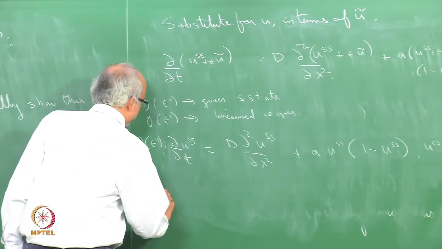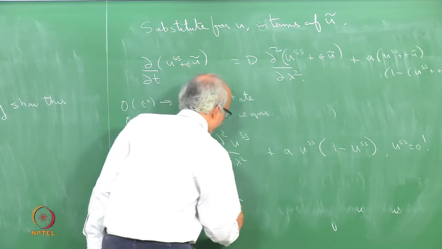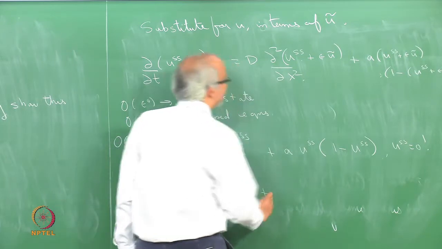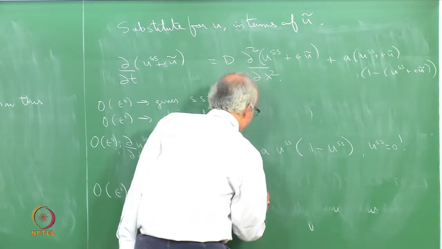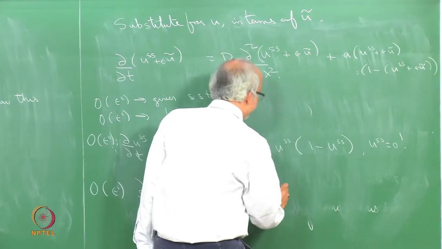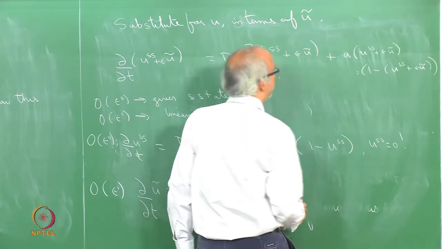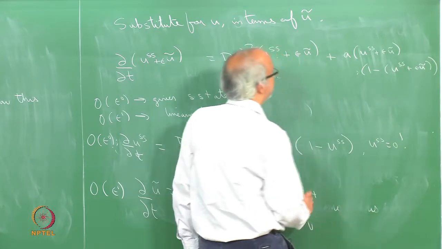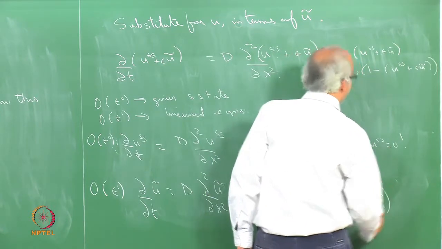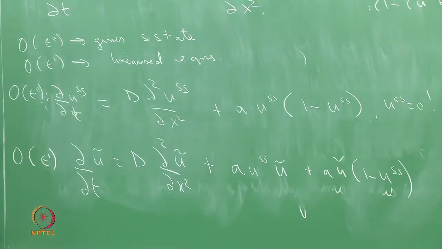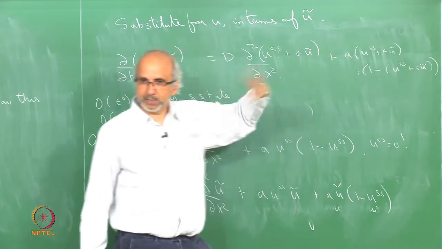What about the order epsilon to the power 1 term? I get d by dt of u tilde equals d times d squared by dx squared of u tilde plus a u_ss times u tilde plus a u tilde times 1 minus u_ss. When I have this multiplying this, I have one term, and this multiplying this, I have the other term. The other term is of order epsilon squared, so I neglect it.